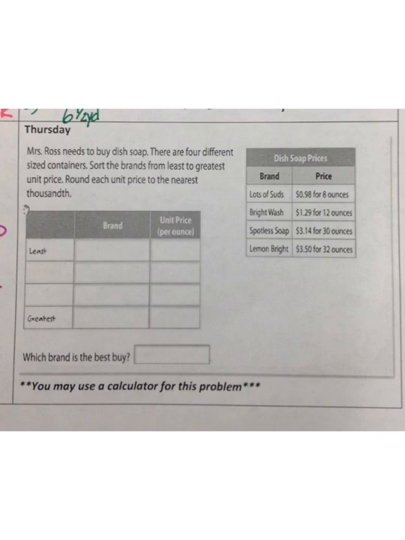Thursday, Mrs. Ross needs to buy dish soap. There are 4 different sized containers. Sort the brands from least to greatest unit price. Round each unit price to the nearest thousandth. So over here we have the brand, the price, and the ounces. You want to find the unit rate for each one, and then put it in order from least to greatest. So you're going to select the correct answer that has them in the right order with the right unit price.